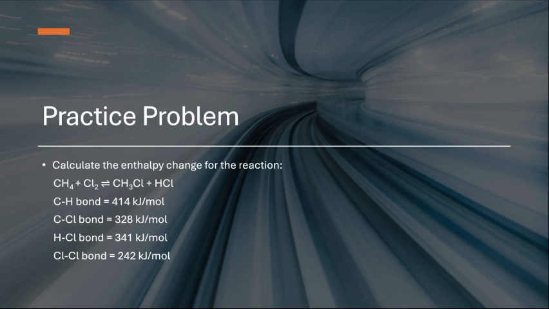What was the formula? Basketball is my best friend. Bonds broken minus bonds formed. So we're going to take the summation of the bonds broken, which is what? This is the 4 CH bonds, which is 414. We're going to multiply that by 4 since we have 4 CH bonds. And then we're going to add 242 because that's the Cl-Cl bond enthalpy. So we do 414 times 4 and then plus 242.